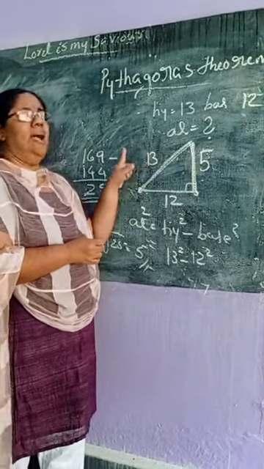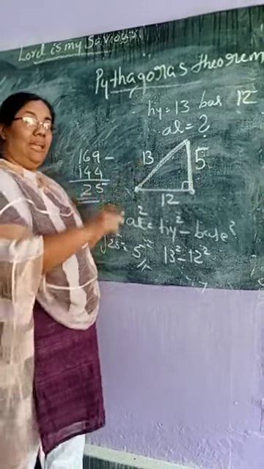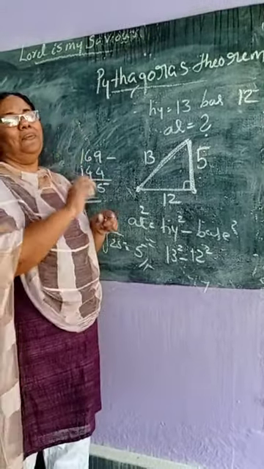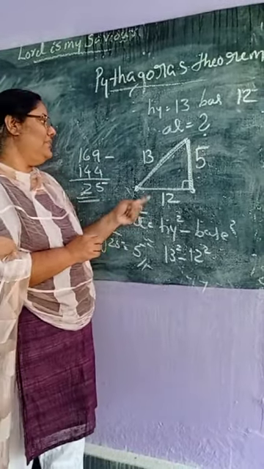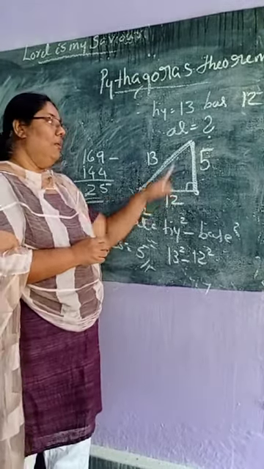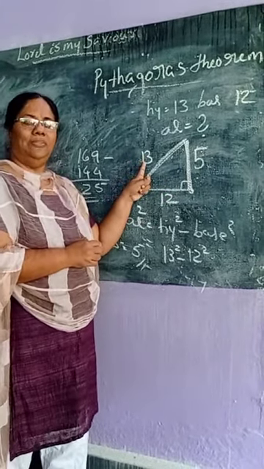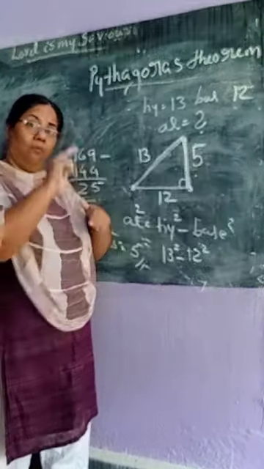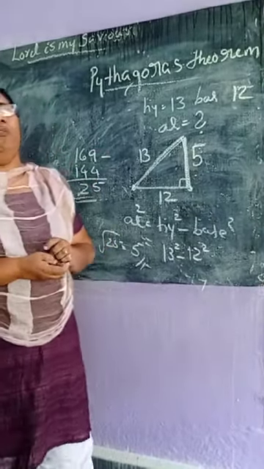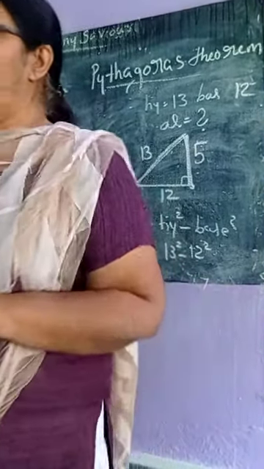Remember these points by heart. 12, 5, the hypotenuse is 13. 3, 4, the hypotenuse is 5. Understand? Most of the cases we use these numbers. 12, 5, then the hypotenuse is 13. If it is 3, 4, then the hypotenuse is 5. Okay, write another question.